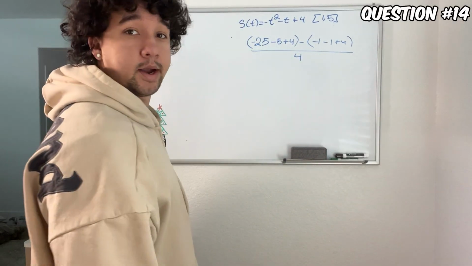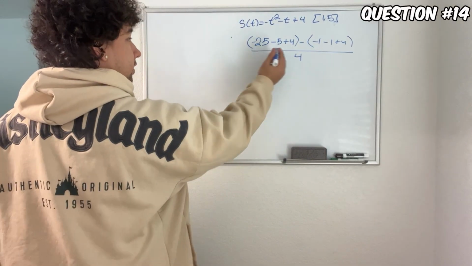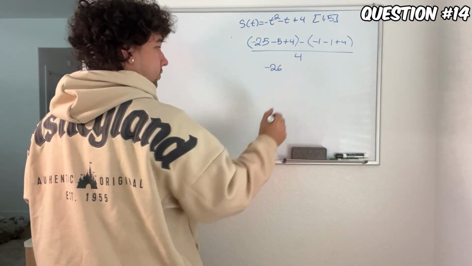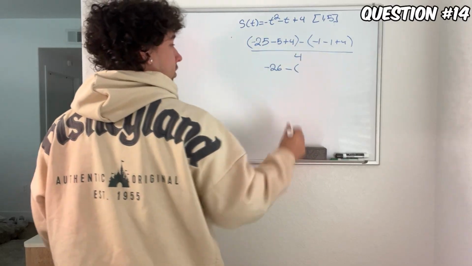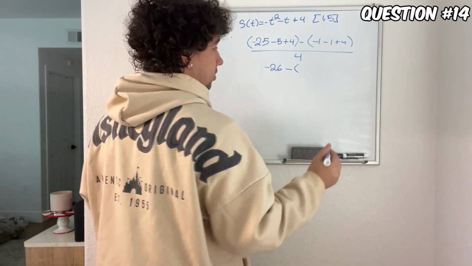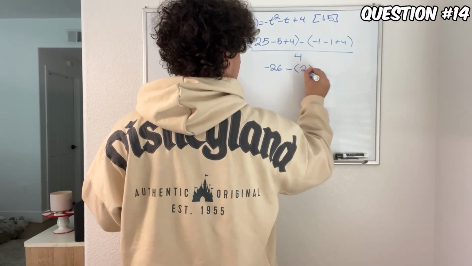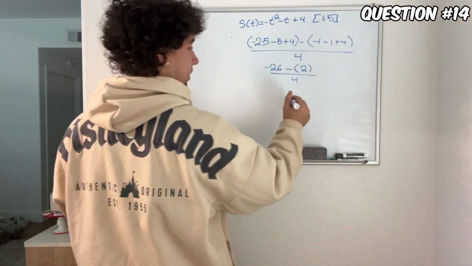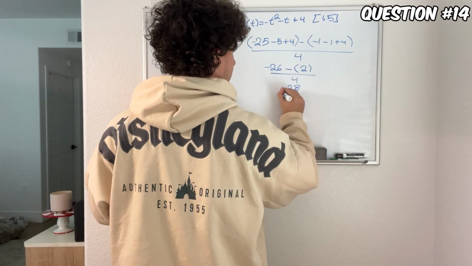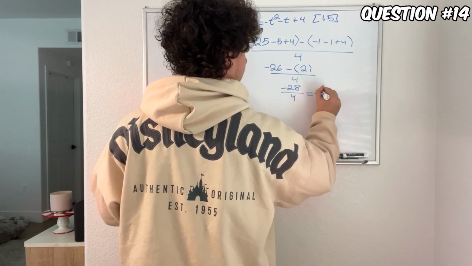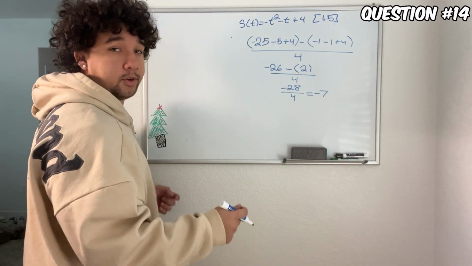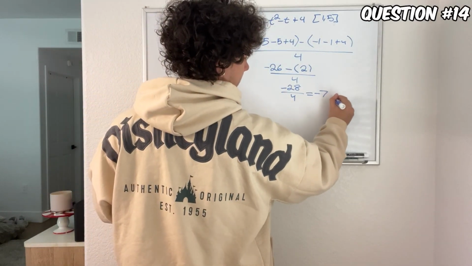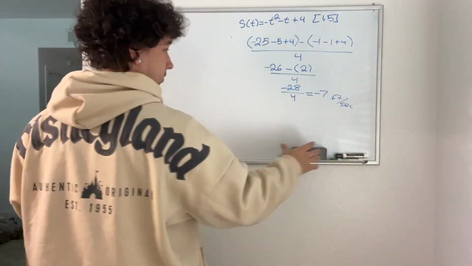So from here, it's just combining like terms, just making sure everything's good. So negative 5 minus 5 is negative 30, plus 4 is negative 26. Minus, well, negative 1 minus 1 is negative 2, plus 4 is 2. Over 4. Negative 26 minus 2 is negative 28. Over 4. Giving me negative 7. Now this thing was asking for units. I didn't really explain that, but it was feet in seconds. So feet per second.